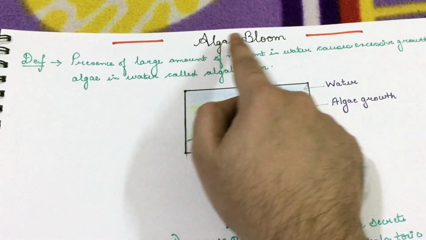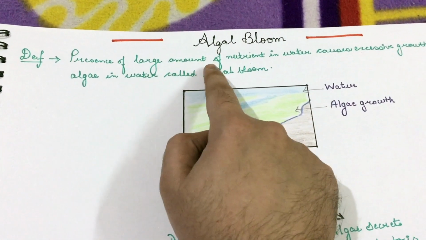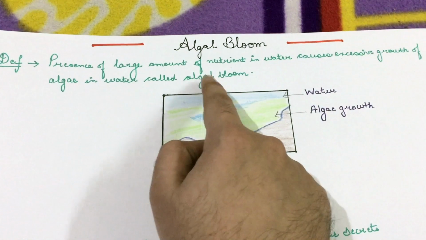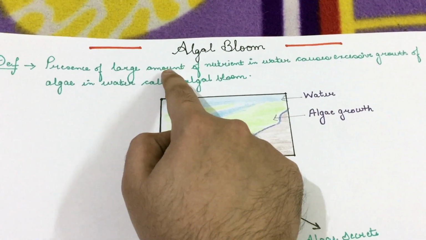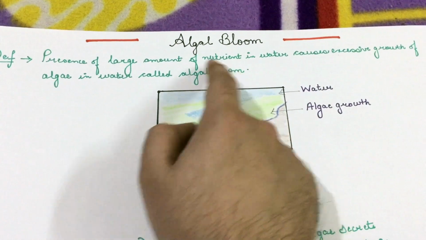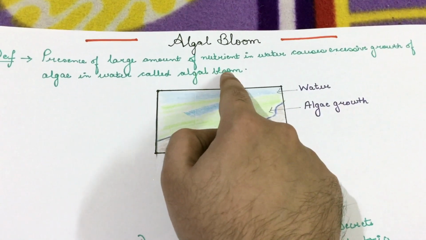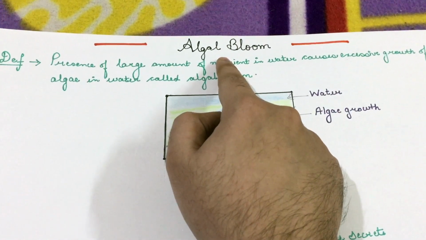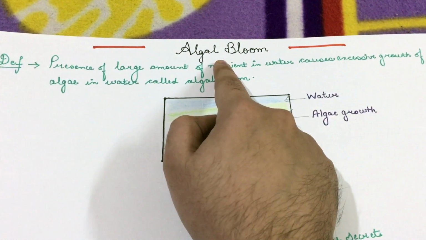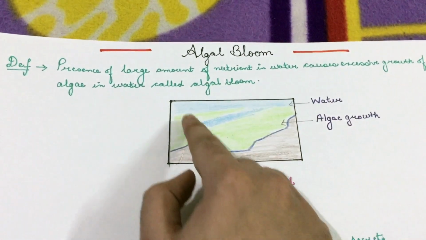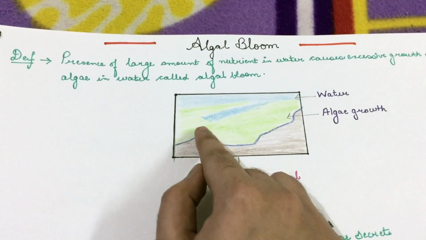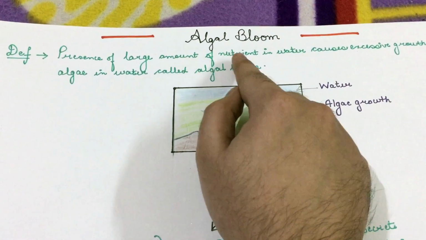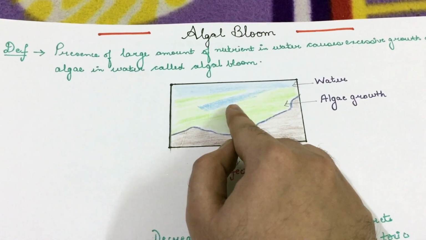Now let us look at what is algal bloom. Presence of a large amount of nutrient in water causes excessive growth of algae in water, called algal bloom. So if there is presence of a large amount of nutrient in water, it causes excessive growth of algae in water, which is called algal bloom. Now this large amount of nutrient can come when industries drain polluted water in the river. So as you can see in this diagram, this is a water body and there is excessive growth of algae in this water body because a large amount of nutrient has been discharged in this water.